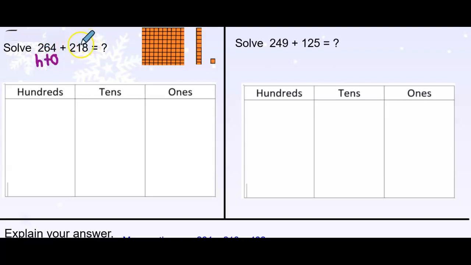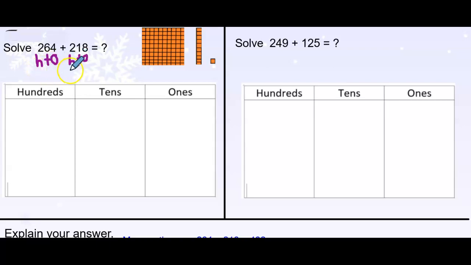Now let's identify the place values of the second number in the equation, 218. Can you tell me what place the 8 is in? Yes, it's the ones place. How about the 1? That's right, it's in the tens place. And what about the 2? Correct, it is in the hundreds place.